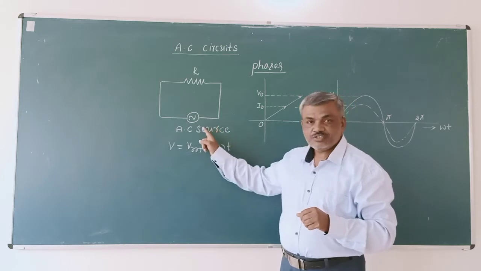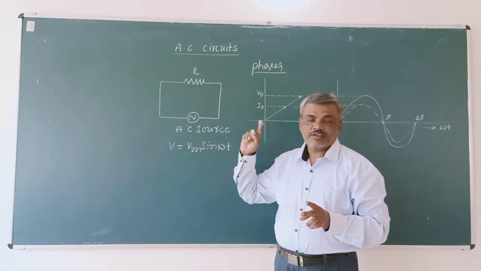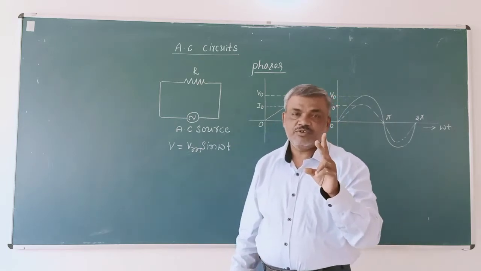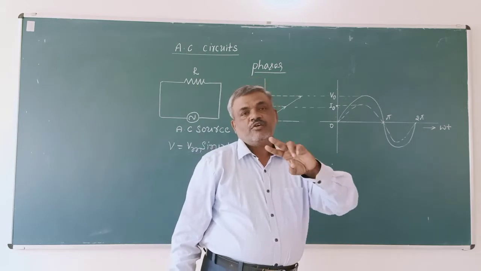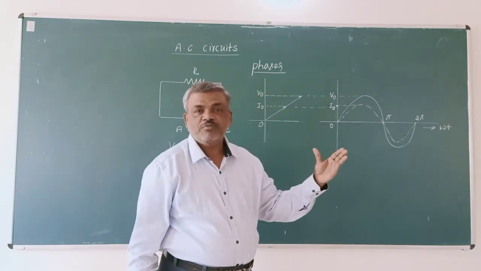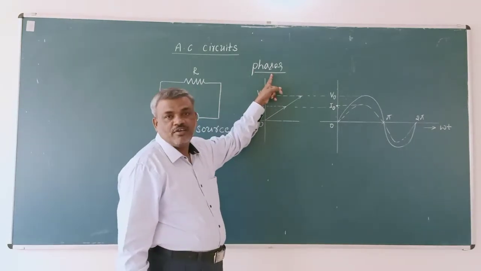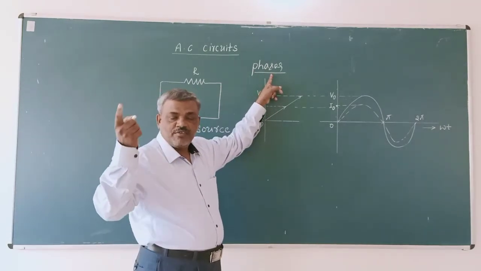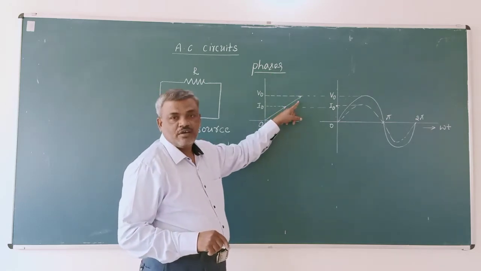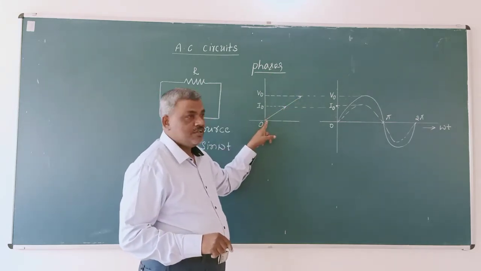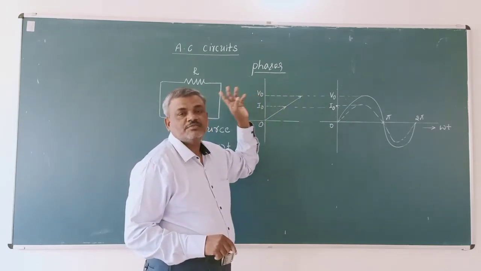Now the alternating source, the AC source, is applied to a resistor. In a resistor circuit, the voltage and current vary as a sine function with time. You know the first diagram here: the phasor. What is a phasor? A phasor is a vector rotating about the origin in an anti-clockwise direction with a constant angular speed.